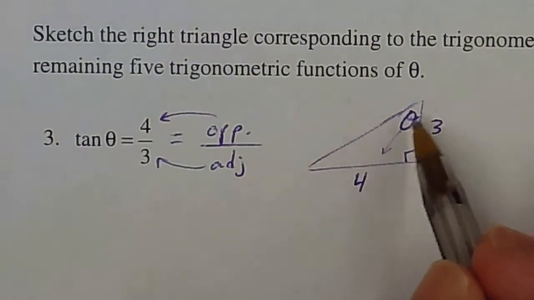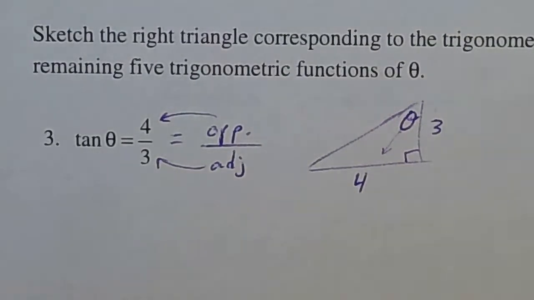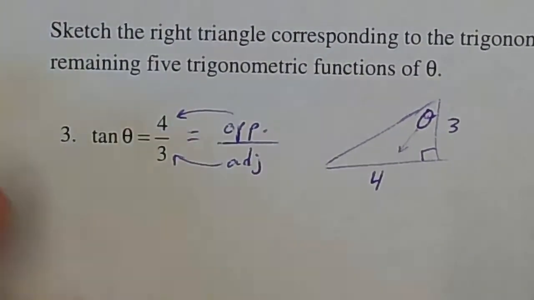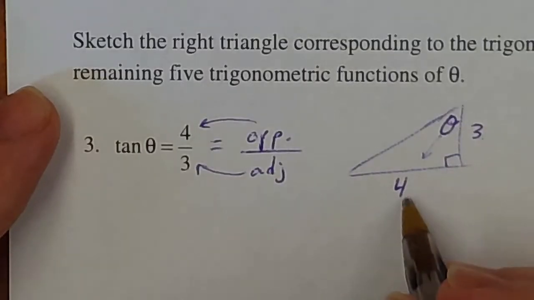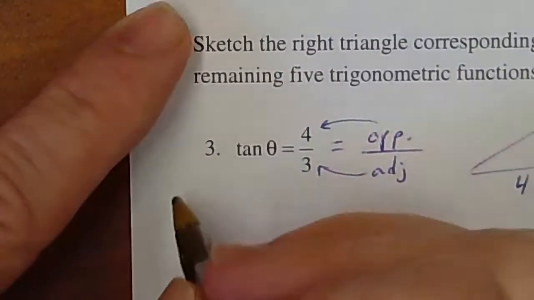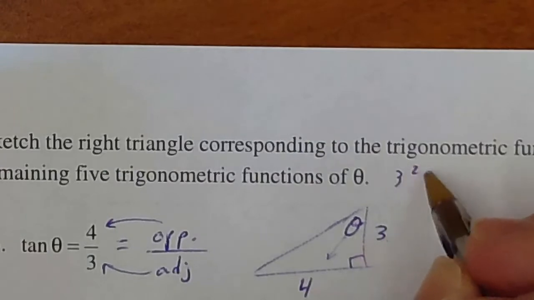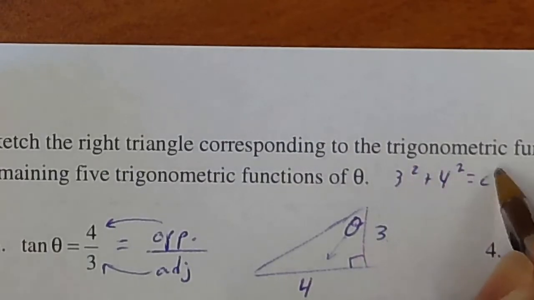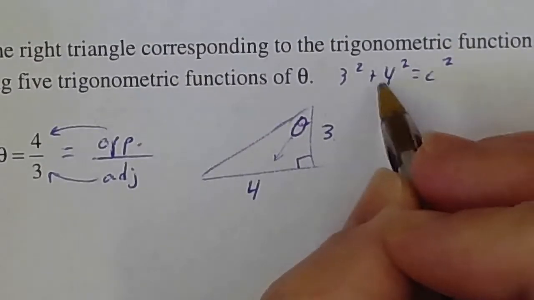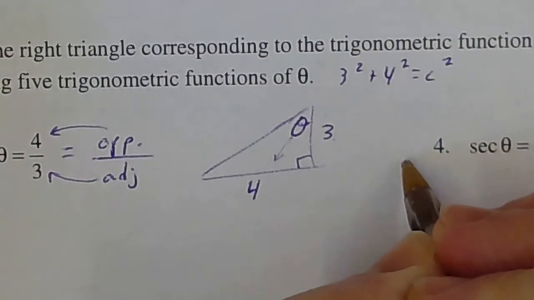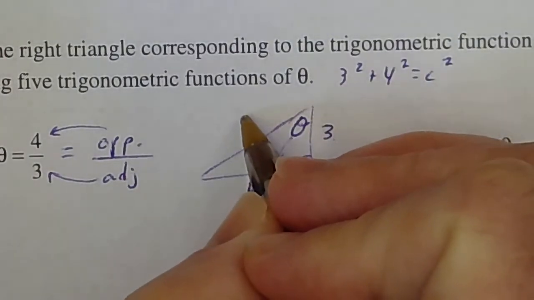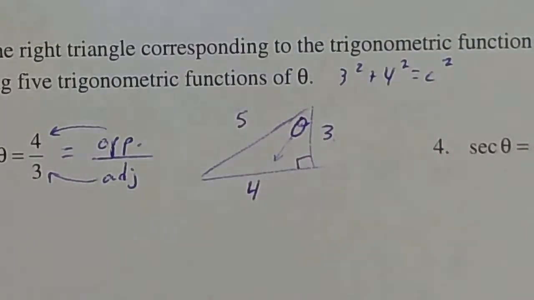Okay, so to find the other trig functions, we need to find the missing side. It's the hypotenuse. This is a 3, 4, 5 triangle. If you have that memorized, great. If not, we could verify by doing leg squared plus leg squared equals hypotenuse squared, right? So 3 squared plus 4 squared equals c squared. You solve that, you're going to get 5. Okay, so that's our missing side.